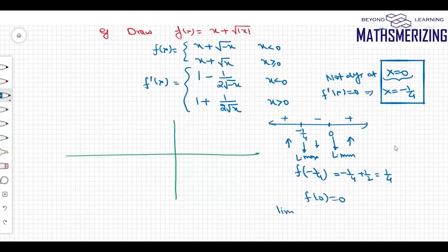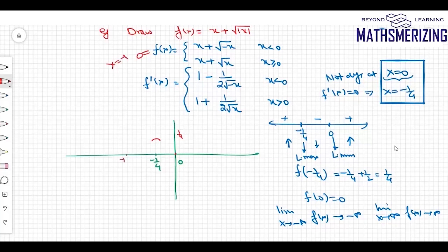I'll also find limits. Limit x tends to minus infinite f(x) will be minus infinite. Limit x tends to infinite f(x) is plus infinite. So I'll mark these two points, 0 and minus 1 by 4. So at 0 it is 0, and at minus 1 by 4 it is plus 1 by 4, and it's a local maxima. If I put f(x) as 0, I'll get x equals minus 1. So it'll pass through minus 1. So its graph will be, starting from minus infinite, it'll take local maximum at minus 1 by 4. At 0, it is not differentiable. So that is the graph of x plus under root of mod x.